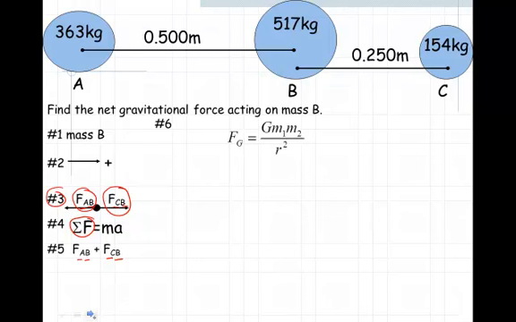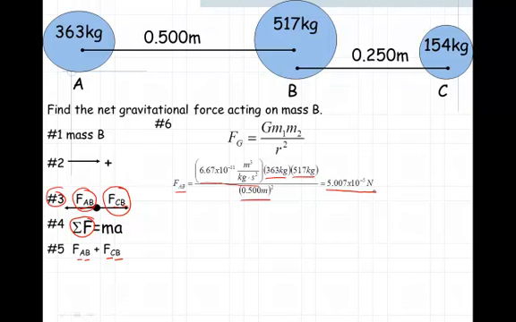And in step 6, we write out the universal gravitational force equation that we got earlier. And we start to plug in our values. So the universal gravitational constant is 6.67 times 10 to the minus 11 meters cubed per kilograms second squared. And since we're looking at the force that A applies to B, that would include mass A and mass B. And we divide by the square of the distance between them. And in this case, we get 5.07 times 10 to the minus 5th newtons.